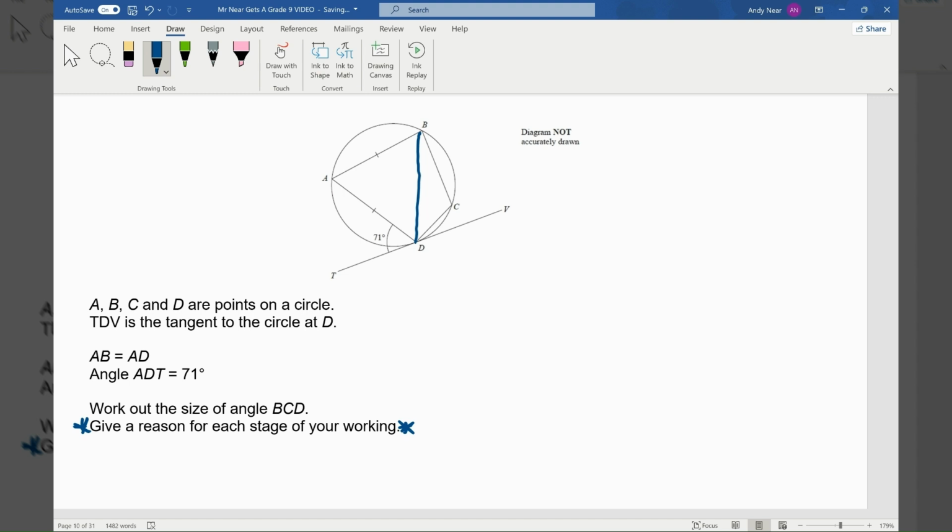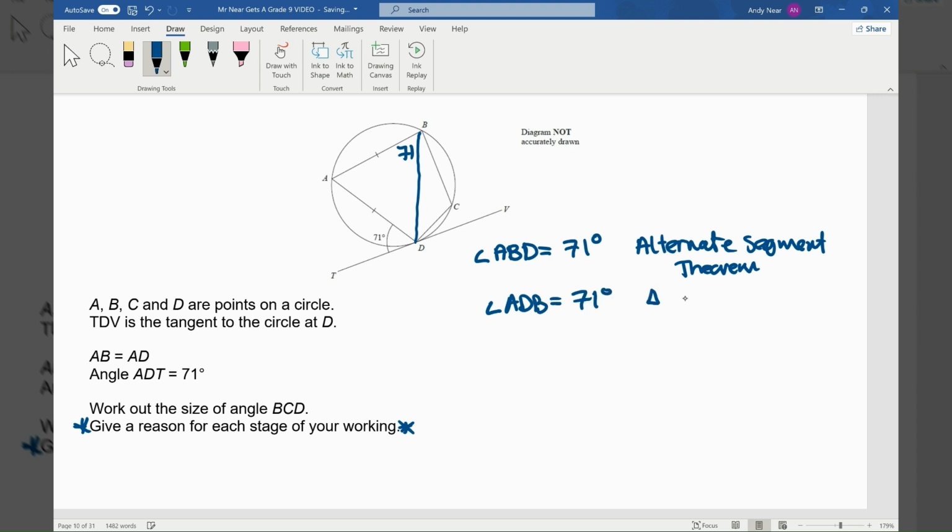Because when I add in this line from B to D, the 71 then has this by the alternate segment theorem. So I would need to write that angle ABD is equal to 71 degrees, and I would need to state that it is by the alternate segment theorem. Now, if ABD is 71, then ADB is also 71 because triangle ABD is isosceles. And so the two angles opposite the sides that are the same length are going to be equal.